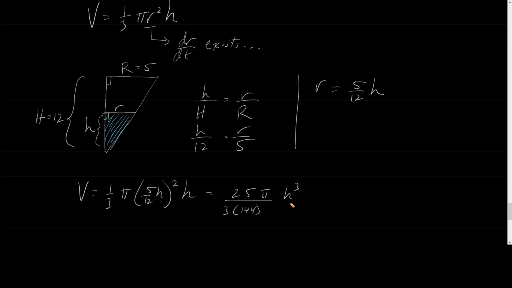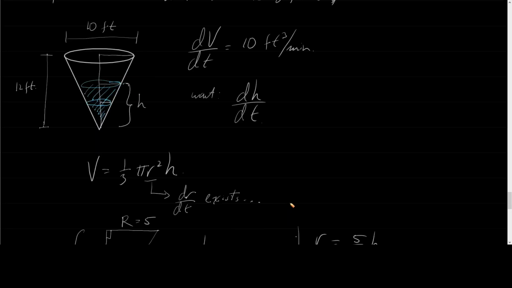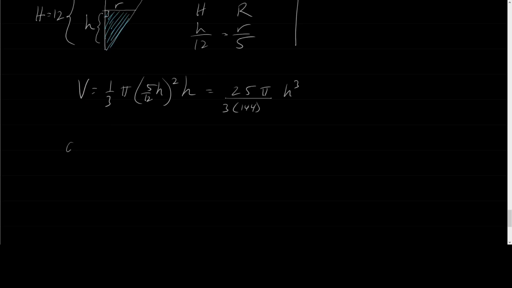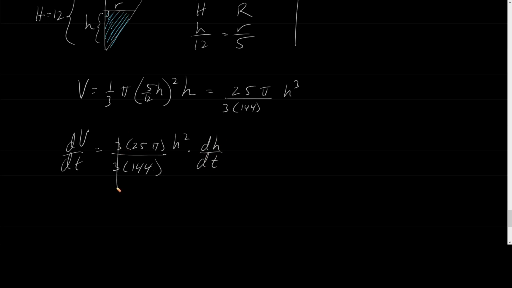Now what? Well, let's see. We're looking for dh/dt. So let's go ahead and take the derivative of this. Here, dV/dt would be, bring the 3 down, so I have 3 times 25 pi times h squared over 3 times 144 times dh/dt, because I'm doing implicit differentiation with respect to time. Well, what do you see? These 3's cancel out, and I end up with just 25 pi.